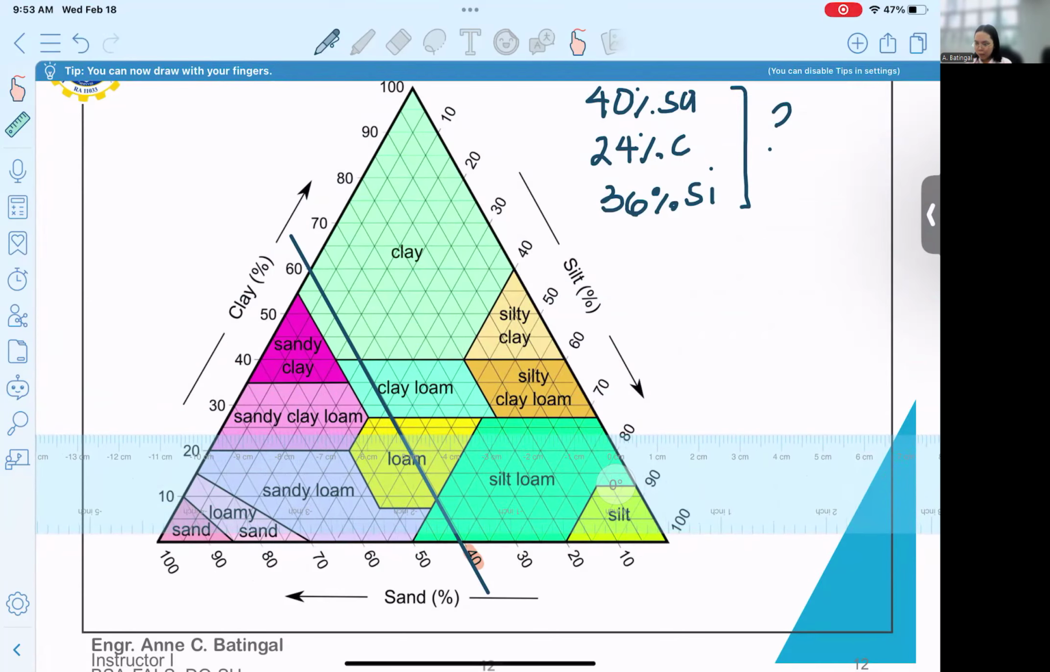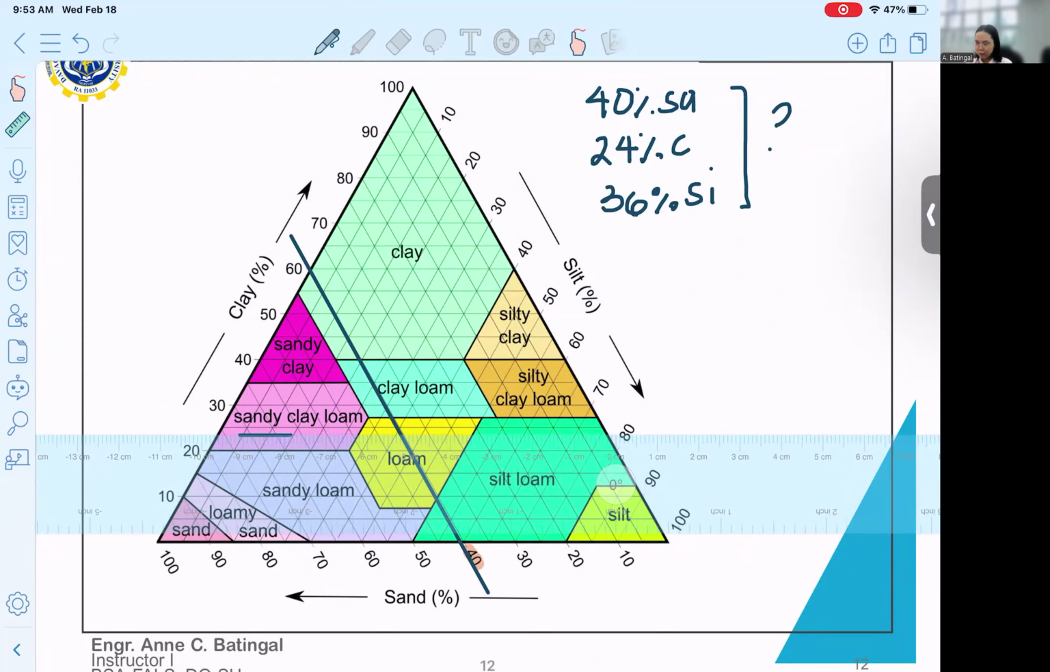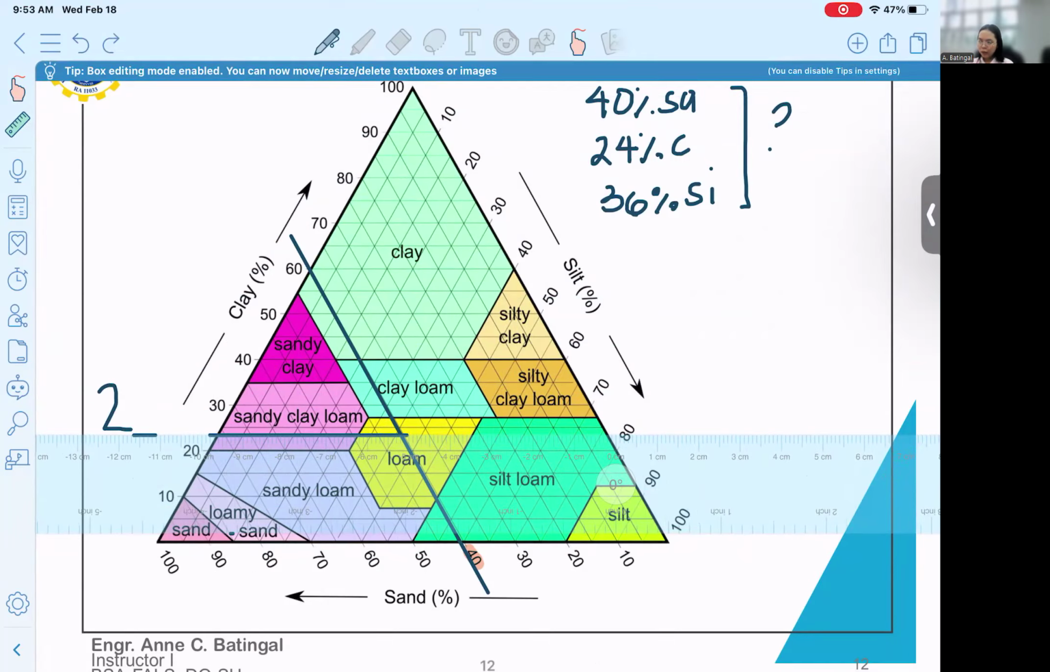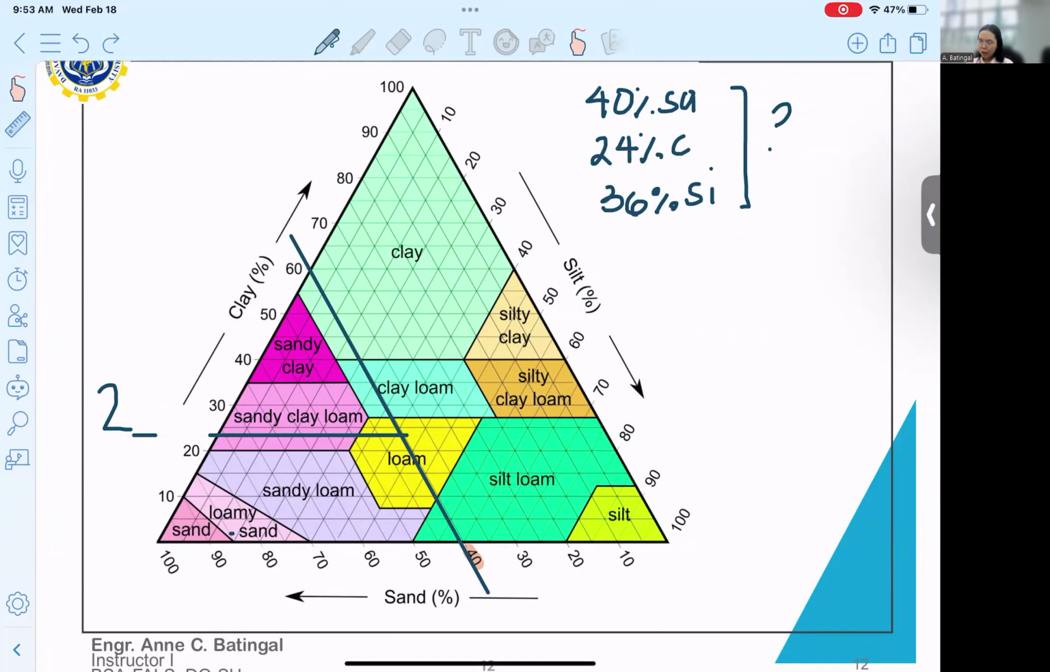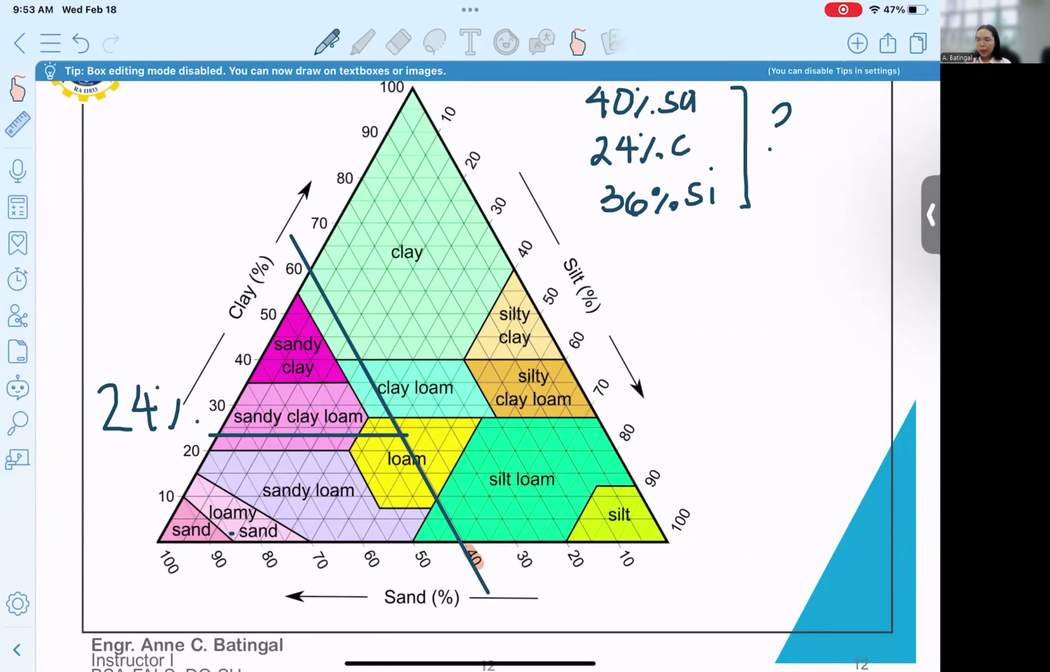And then you form a line. So, mo ni siya ang 24% na clay. Unsay next?